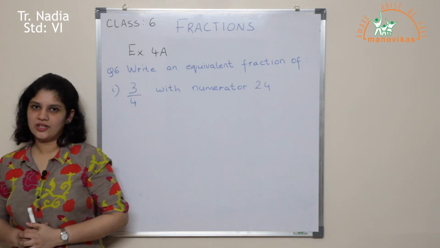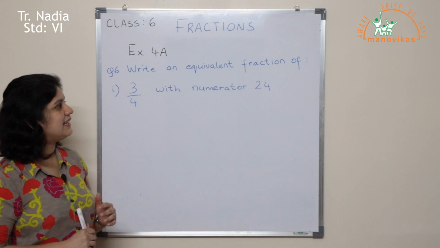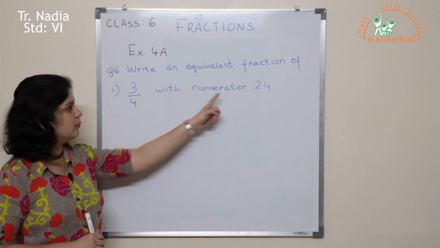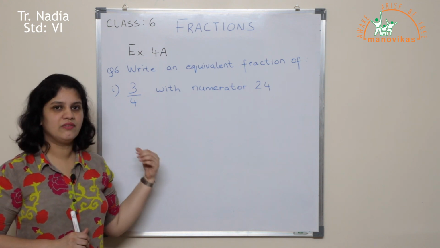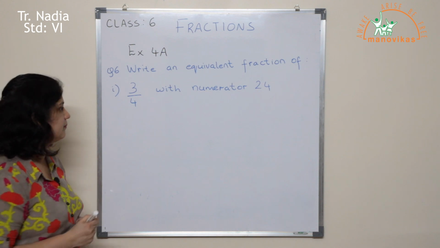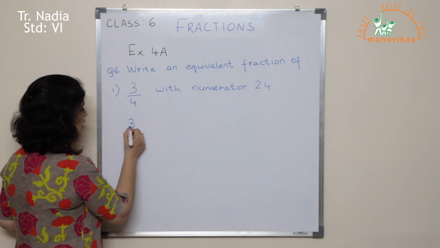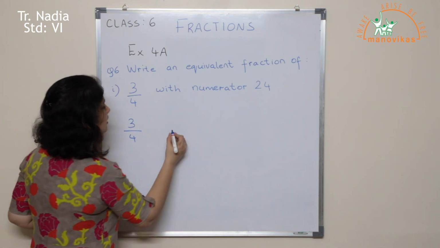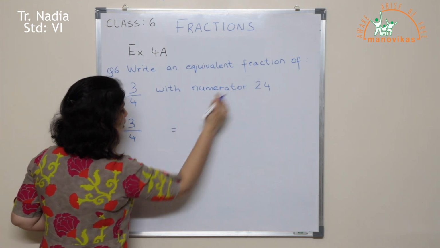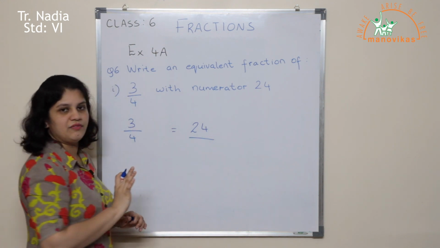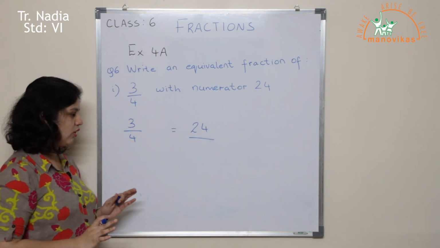Now let us go to question number 6. Write an equivalent fraction of 3 upon 4 with numerator 24. I am solving a similar example as the sums given in your textbook. So this is your fraction 3 upon 4. You have to get another equivalent fraction which will have a numerator of 24. The denominator we do not know. We have to find out what it is.